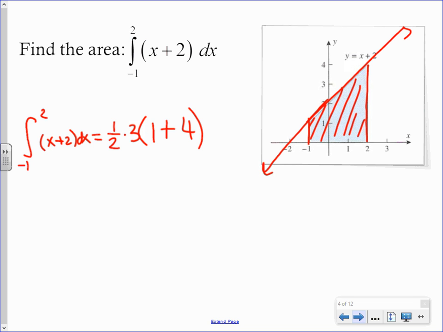So the height of our trapezoid was 3, base of 1, base of 4, we have an area of 15 halves. Or 7.5, I don't care. Either one. But that is the exact area.